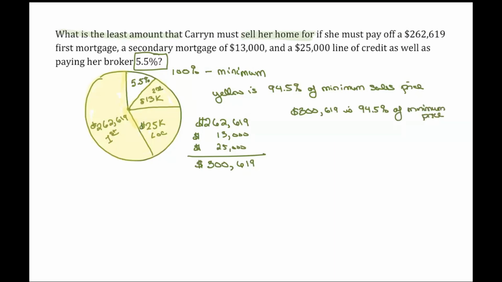So how are we going to find that minimum sales price knowing that? What math could we do? Do you multiply? Don't multiply. We're going to divide. Yep. So we're going to take that 300,619 and divide by 94.5%. And what do you get when you do that?